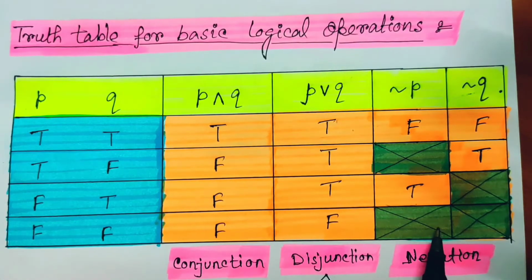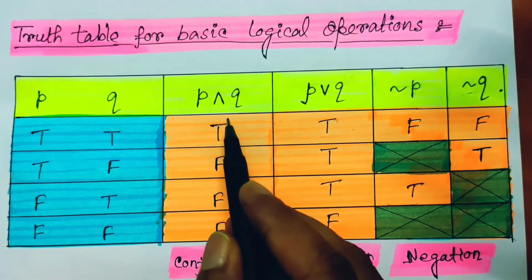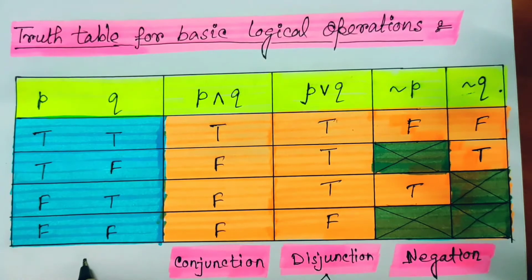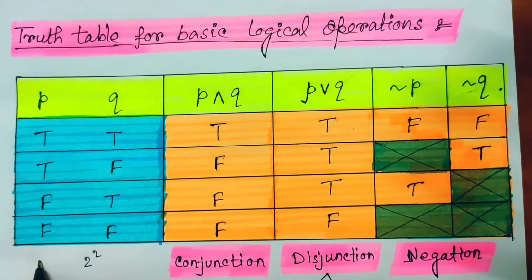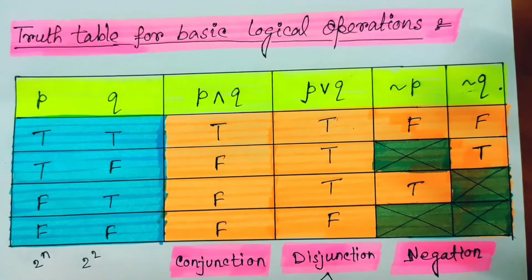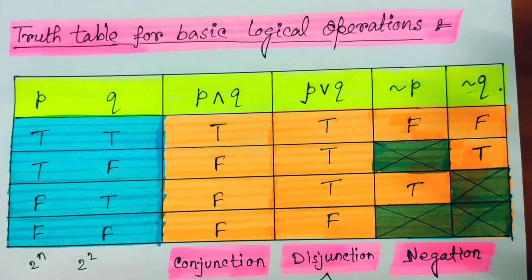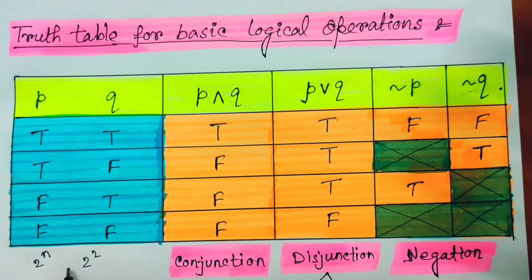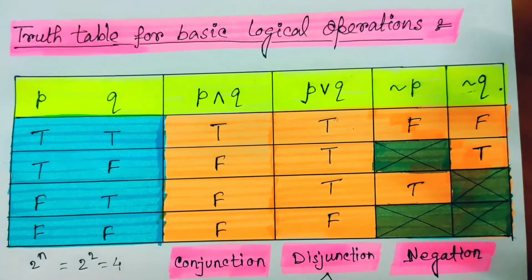And what about the number of rows? The number of rows in a truth table is found on the basis of simple propositions. For example, suppose only 2 simple propositions are used. Then the total number of rows is 2 to the power of 2. Actually the formula is 2 to the power of n, where n is the number of propositions. If we use only 2 propositions, the number of different combinations is 4, so we require only 4 rows.